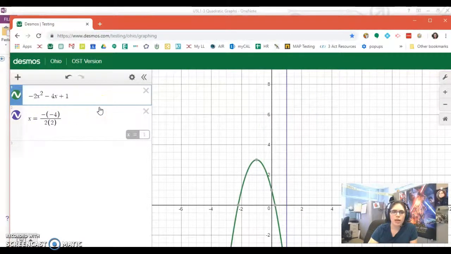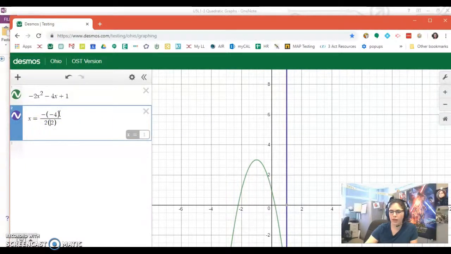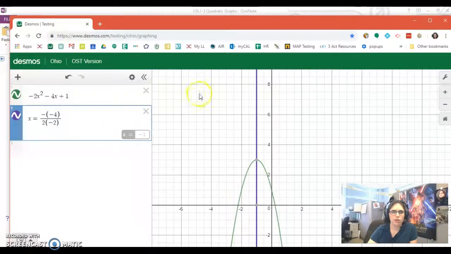So if I make that 2 a negative, that flips it upside down. And then my 2 down here, part of my formula would change. And so it would flip upside down, and then I would have to change that number to be a negative, and then I get my axis of symmetry.